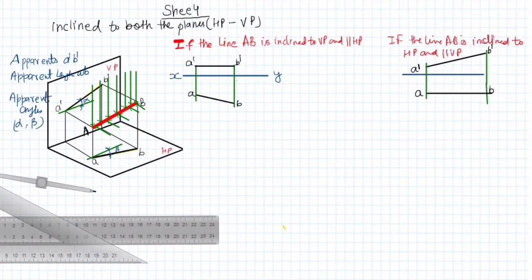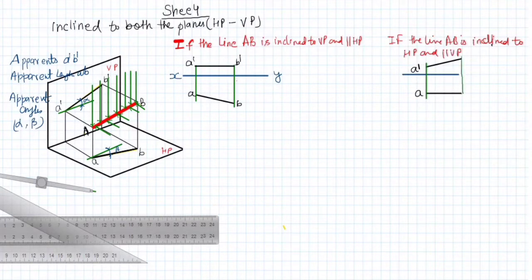Okay, let me make it dimensionally correct as well. So let this be the view. With these diagrams, we know that we will get the true length only when the line is parallel to one of the planes. So we will make this line intentionally parallel to one of the planes.